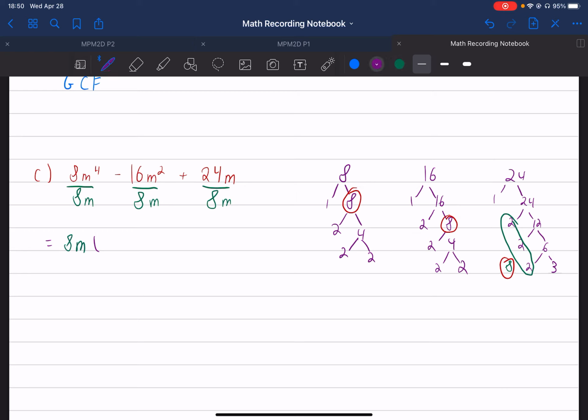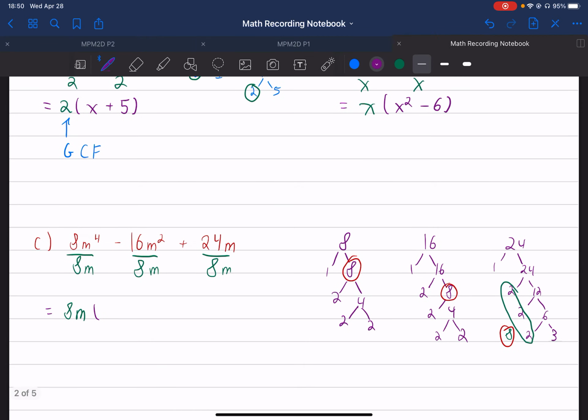So 8m to the power of 4 divided by 8m. The 8's cancel each other out, so we're left with 1. There's m to the power of 4 divided by m. Now remember, if you looked up here, we showed how it's just multiplying it out. We did the same thing with this one. We would have 4 m's next to each other multiplying out on top, and then on the bottom we have 1m. So that 1m would cancel out one of the top ones, which would leave us with 3 m's. M to the power of 3, my apologies.